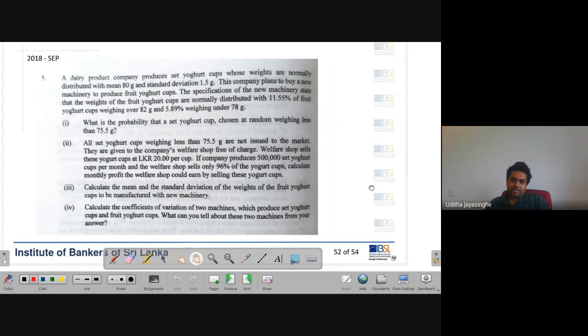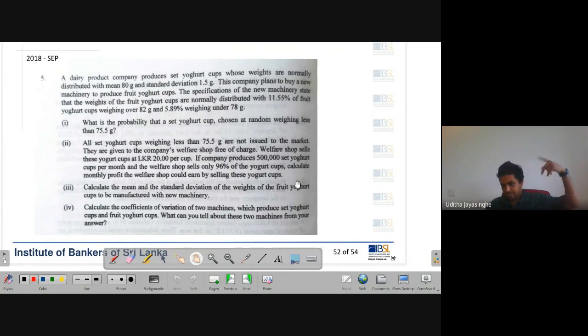A simple calculation: if the company produces 500,000 set yogurt cups, what's the percentage? 0.0135, from the previous question. That number of yogurt cups is going to get to this particular welfare shop. And there's another catch: only 96% of such yogurt cups could be sold, while it's a perishable item. 4% will go beyond the expiry date, so you can't sell it. Scrap, gone. Calculate the monthly profit of the welfare shop.